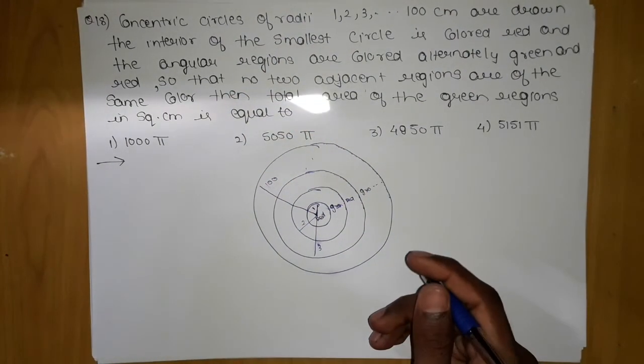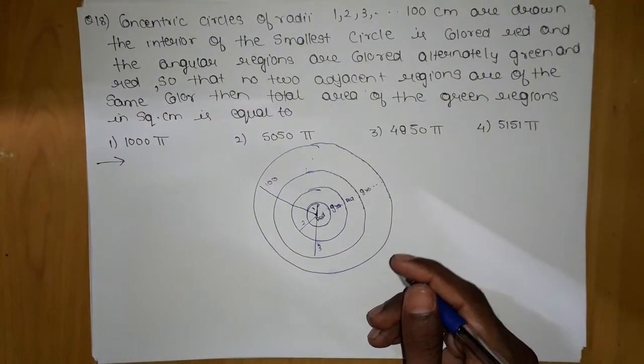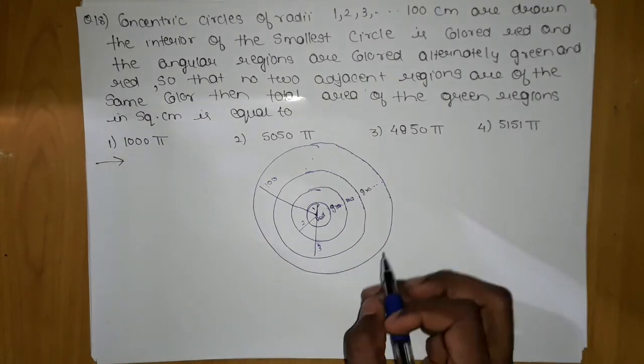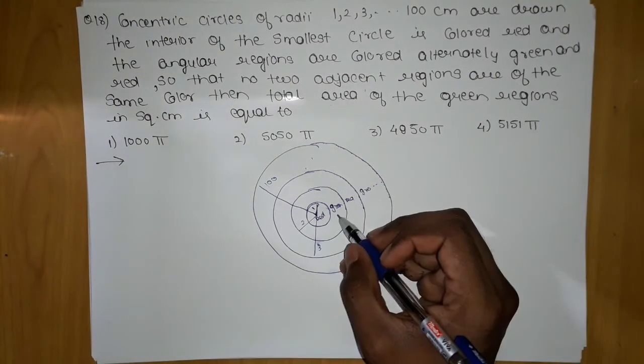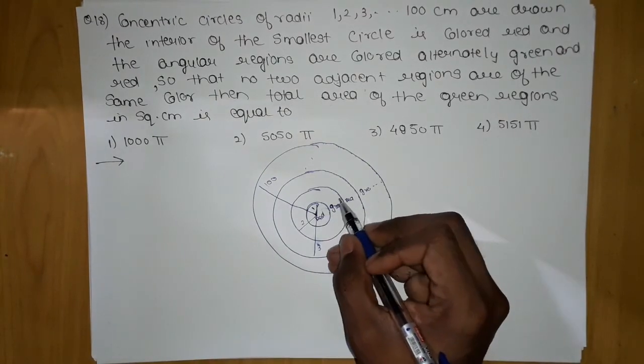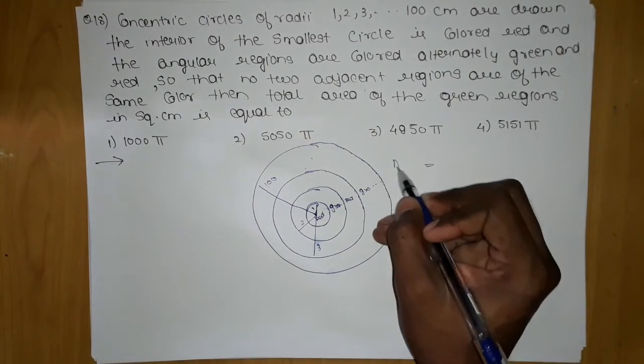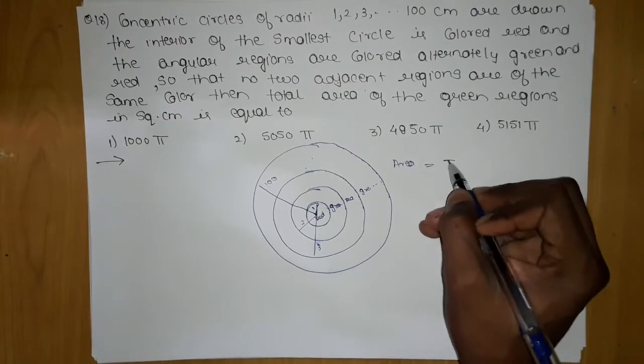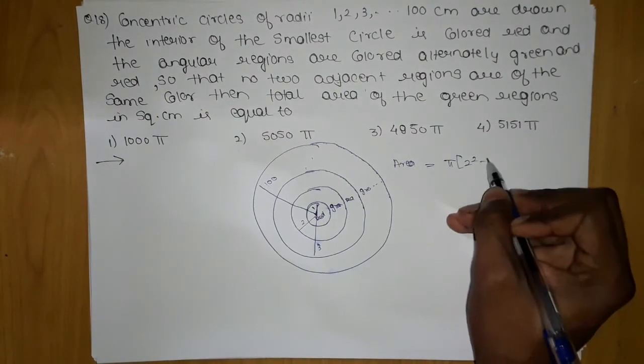Okay, so to solve this problem we can do one basic thing. Listen, if I want to find the area of this circle, if its radius is 1 and the outer radius is 2, the area will be what? The area will be nothing but pi into 2 square minus 1 square.